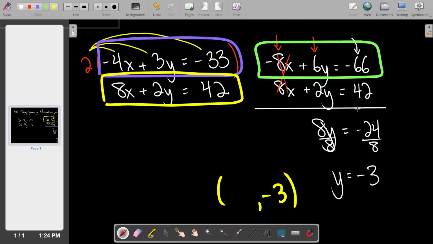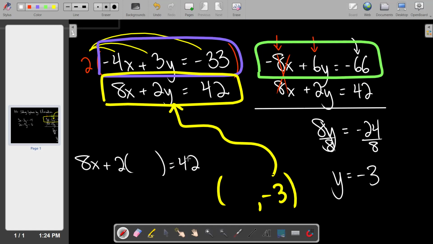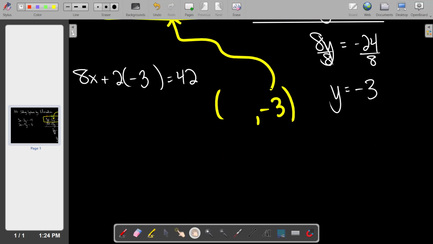So what we're going to do is we're going to take our -3 and we're going to put it right in there. You don't have to use my equation. If you want to use purple box or green box, you go do your thing. We'll get the same answer, okay? So if I use that equation, it's going to say 8x plus 2 times blank equals 42. And what's going in that blank? -3. And then you math.